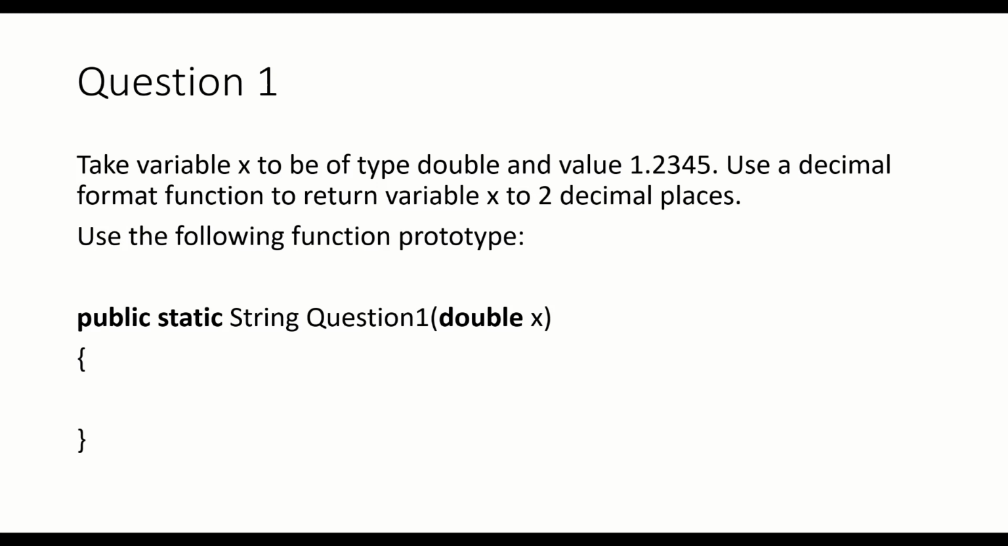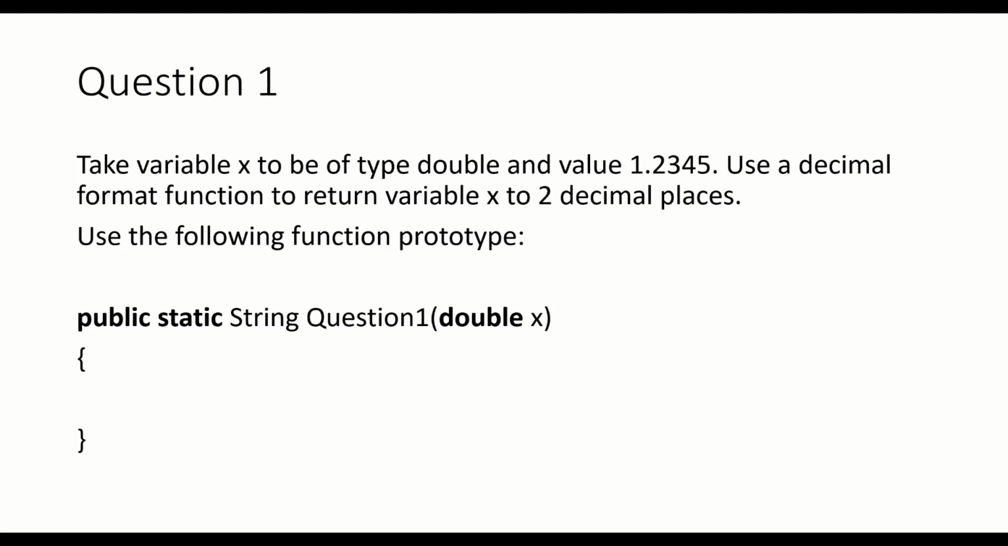Right, so this is question 1. Take variable x to be of type double and value 1.2345. Use a decimal format function to return variable x to 2 decimal places. Use the following function prototype, and we've got it right there. We're going to be using a string because it's going to be in a string format when you use the decimal format function. This is an inbuilt function within Java. You should be familiar with this.